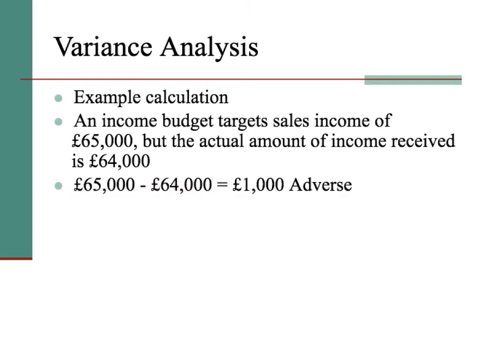So I need to ask myself the question. Budgeted for 65,000 and I only received 64,000. So is this more? That would be good for my business. It would be favourable. Or is this worse for my business? It would be bad for my business and adverse. So I actually, in this example, received £1,000 less than what I planned for, and so it's adverse.